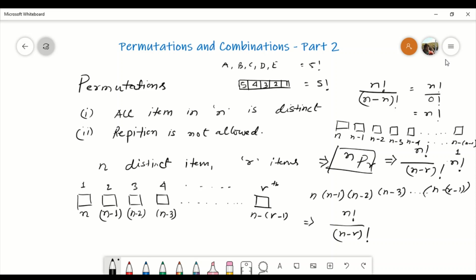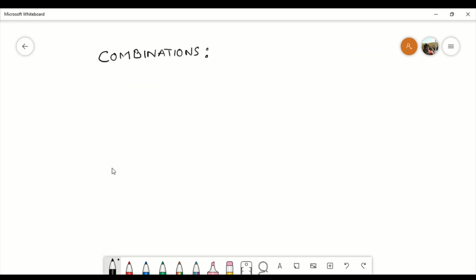Okay, so now we'll go with the formulation of combination and how it relates to permutation. We already discussed in the last video that there is a correlation between the number of ways of selecting r items from n items, and the number of permutations of r items from n items. That is the number of ways in which r items can be selected and arranged. So what is that correlation?